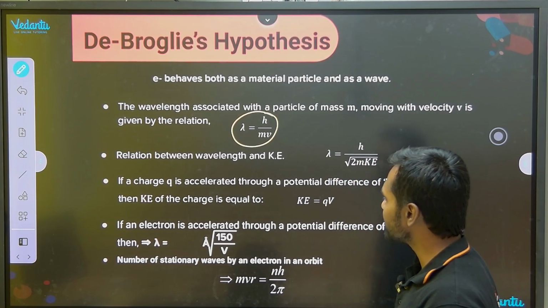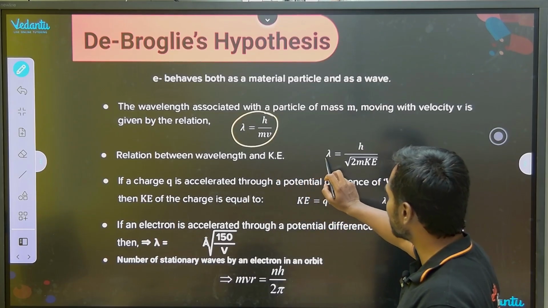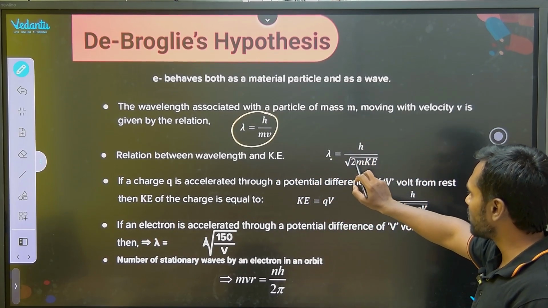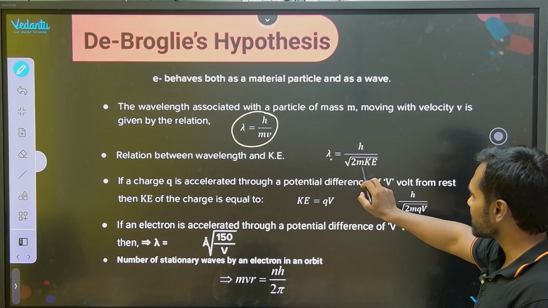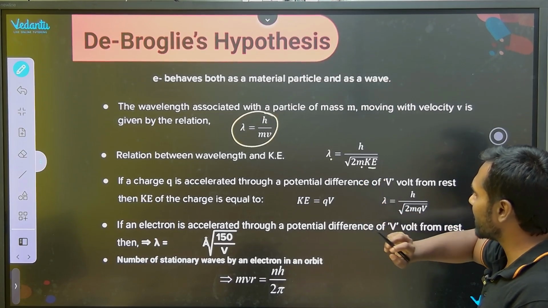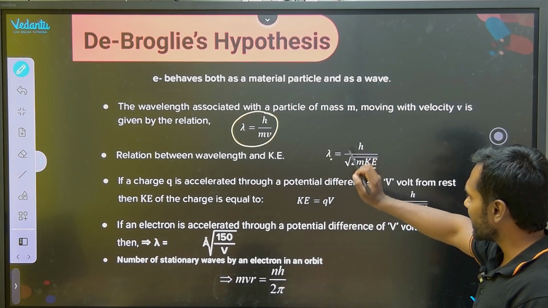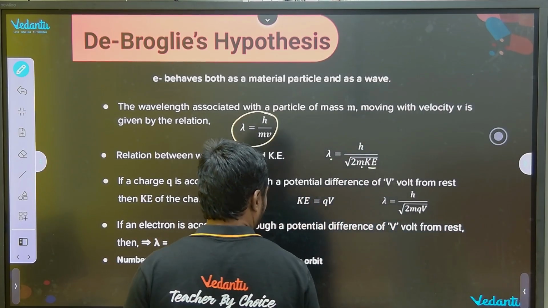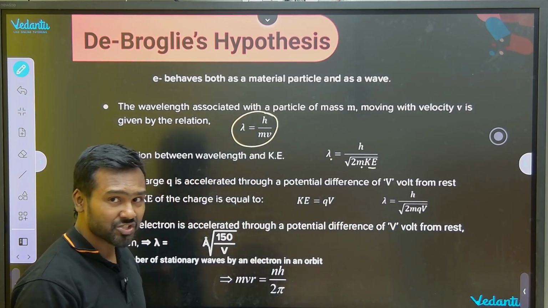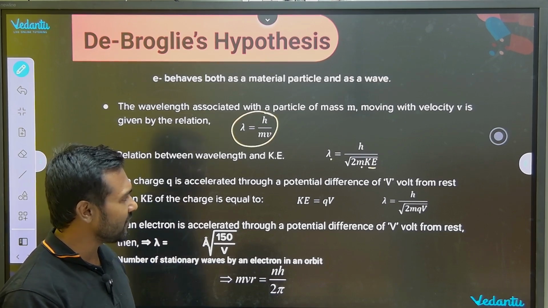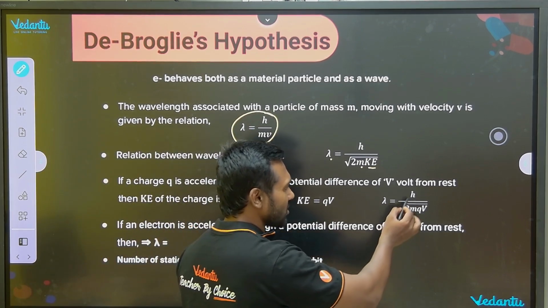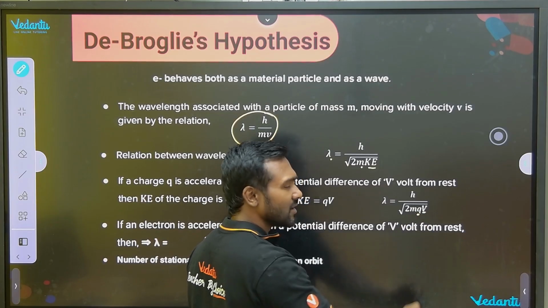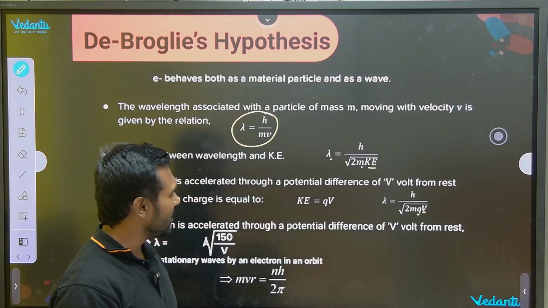What is the relationship between wavelength and kinetic energy? I'm not going to do the derivation here. Lambda is equal to h by root 2m KE, where m is the mass of the electron, KE is kinetic energy, and h is Planck's constant. And the relationship between potential and wavelength: lambda is equal to h by root 2mqV, where q is charge and V means potential, not velocity here.